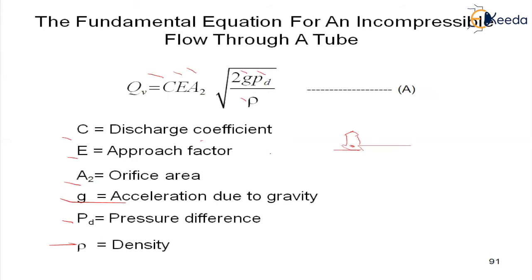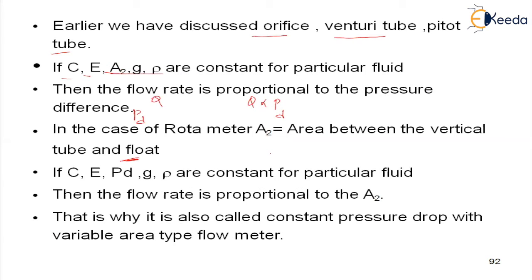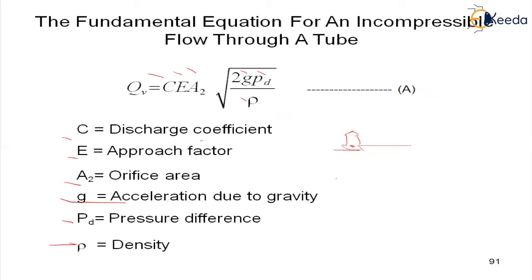Similarly here, if I take certain parameters like C, E, and pressure difference, acceleration due to rho, all these constant for a particular fluid, then automatically the flow rate is directly proportional to A2, based upon this particular equation. Sometimes, when the flow rate QV is proportional to the differential pressure, all the other parameters are constant.